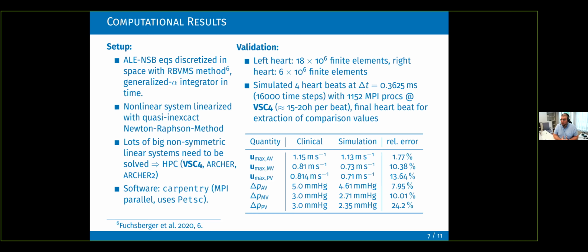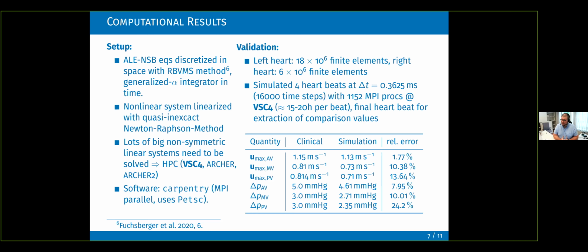These mesh resolutions were judged by a mesh convergence study based on Pope's criterion for resolved LES simulations. And we simulated 4 heartbeats for each side of the heart at the VSC4 cluster in Vienna at around 1,200 MPI processes. And this took us around 15 to 20 hours per heartbeat. And we used the final heartbeat then for extraction of some comparison values that you see here in this table below. And you see we have still that, though we use a really, really simplistic model of this valve, we still get some useful clinical results.